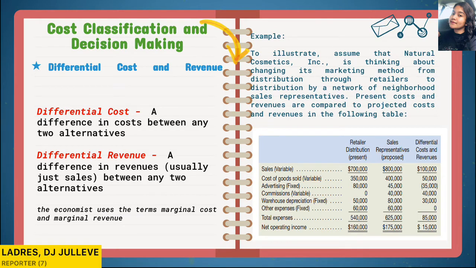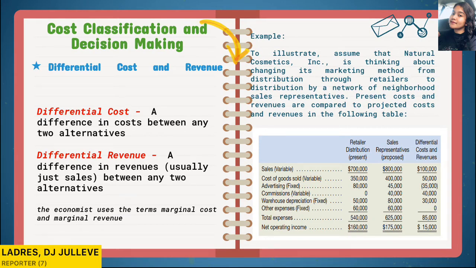According to the above analysis, the differential revenue is $100,000 and the differential cost total is $85,000, leaving a positive differential net operating income of $15,000 in favor of using sales representatives. In general, only the differences between alternatives are relevant in decisions. Those items that are the same under all alternatives and that are not affected by the decision can be ignored.